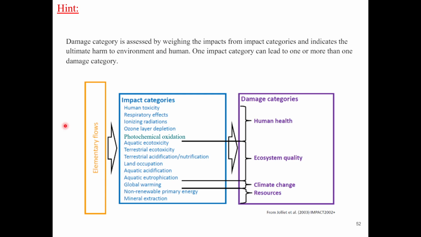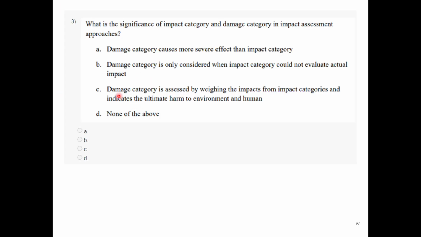Okay. So if you remember about this flow diagram, we can see here that it is dependent on the impact category, right? So damage category is assessed by weighing the impacts from impact categories. So this was the midpoint, this is the endpoint. It is assessed by weighing the impacts from impact categories and indicates the ultimate harm to environment and human in terms of a single score. And one impact category can lead to one or more than one damage category. Depending on the potential and the ability requirement, it can have more than one damage category. Okay, so therefore, C is the correct option.